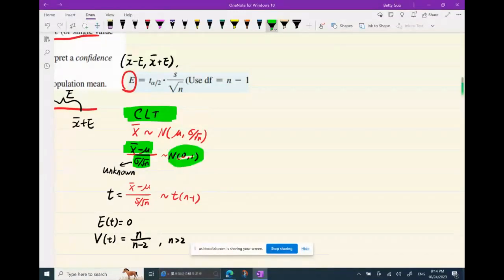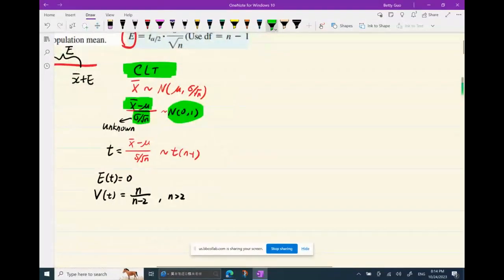Z distribution is the standard normal. Because x bar is normal, once we standardize x bar, we get a standard normal distribution. However, we cannot use this standard normal distribution to find a formula for the margin of error E. We cannot use this formula because sigma is unknown.